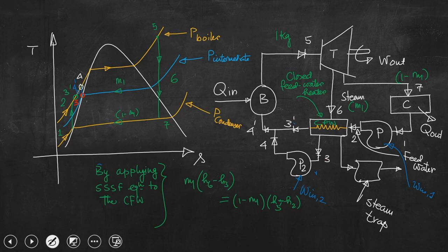Okay. So, what should be the expression of M 1? So, let me write in the next slide. So, this basically the feed water which is 1 minus M 1 kg, enthalpy of the feed water increases from 2 to 3 prime, and that is the increase in enthalpy. So, ideally this is basically heat balance. So, the gain in enthalpy by the feed water is equal to the enthalpy loss of the extracted steam. So, if we try to write M 1 into H 6 minus H 3 equal to 1 minus M 1 into H 3 prime minus H 2.